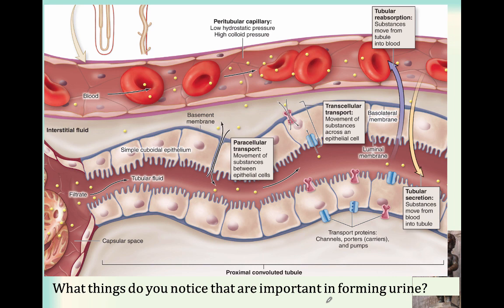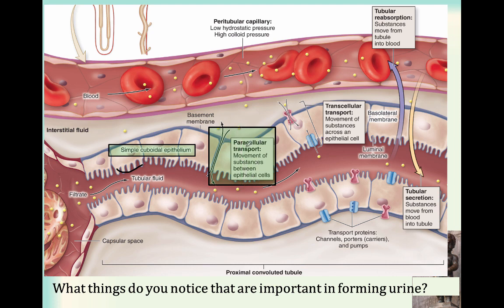Here again we can see the capsule, and here's the filtrate that's been formed. This is the proximal convoluted tubule. I want you to look at this and think about what is going to be helpful in forming the urine. And I don't just mean the filtrate, but the final makeup of the urine, the concentration of the urine. Much of the nephron is made up of simple cuboidal epithelium with microvilli, and that plays a role in what's going to happen here.